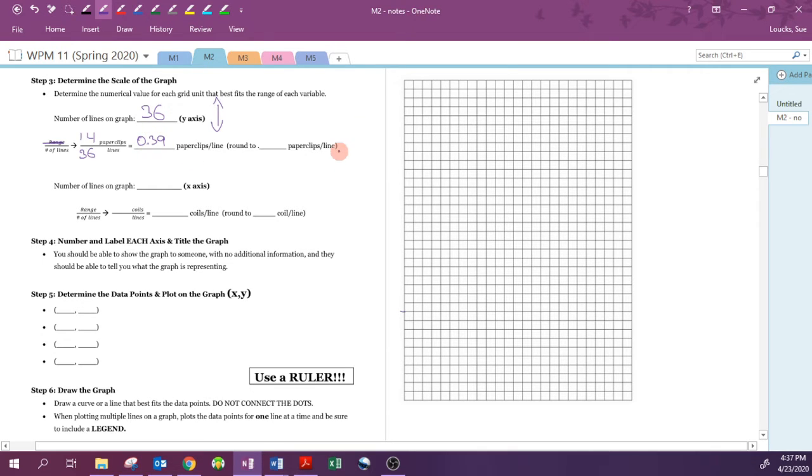So if I actually round that up to 0.5, then that means that each grid on my graph paper is going to be one paper clip. It's going to represent one paper clip on my data. So I'm going to come down here. I'm going to label this right here as 0.